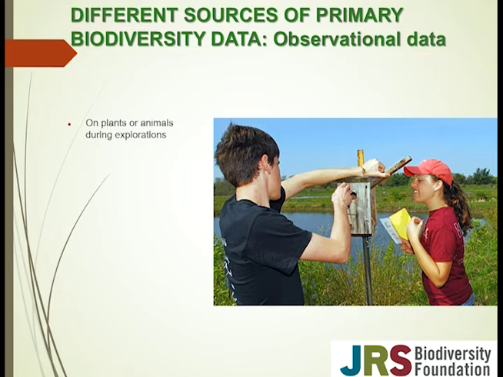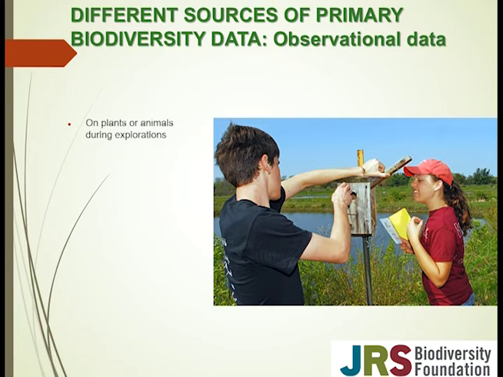Now, another source of primary biodiversity data is observational data, and it is the largest quantity of data on the GBIF site actually. Okay, that is observation derived directly from the field, on plants or animals during exploration, for instance, citizen science that generated large amounts of information on birds, for instance.